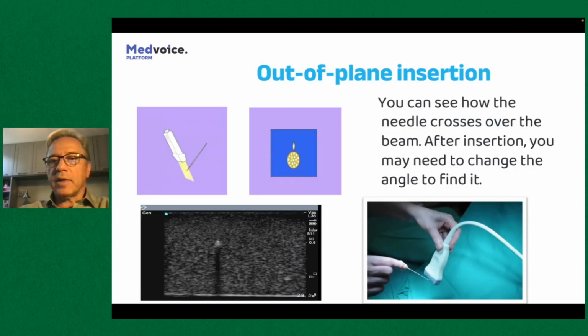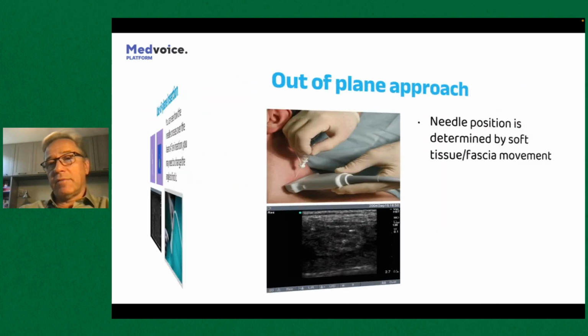Out of plane, you can see how the needle crosses over the beam. After the insertion, you may need to change the angle to find it. So you will see like a little dot. You will see only the tip of the needle with this approach.